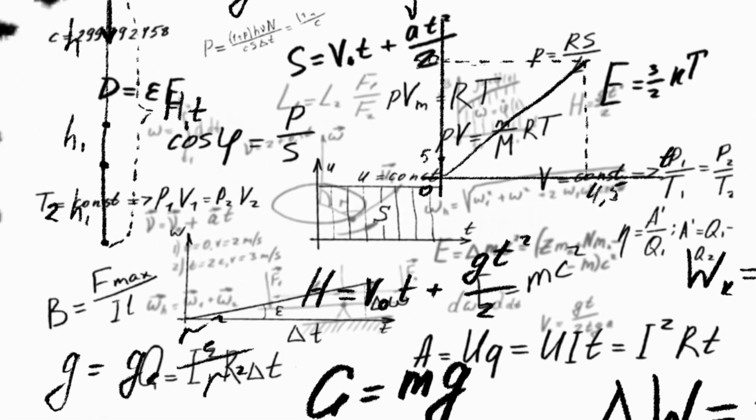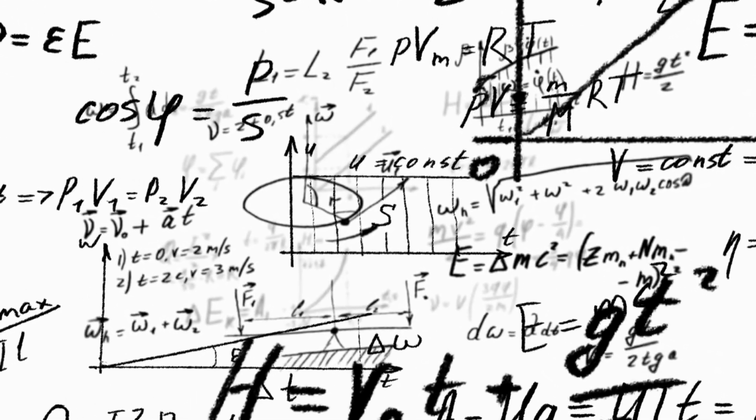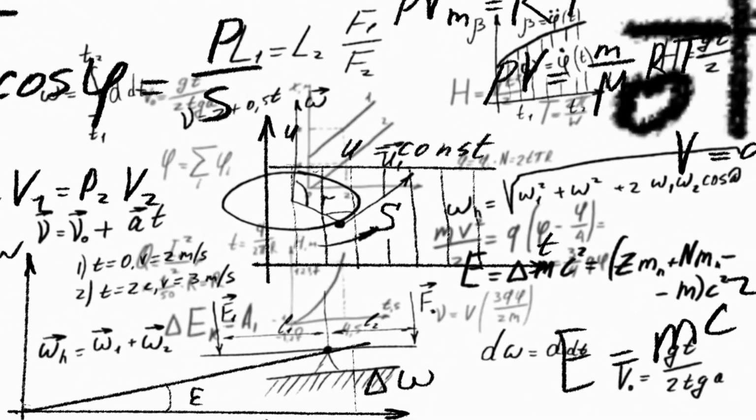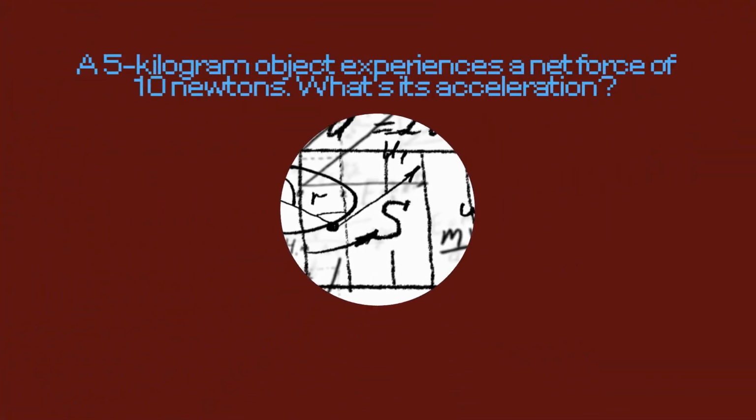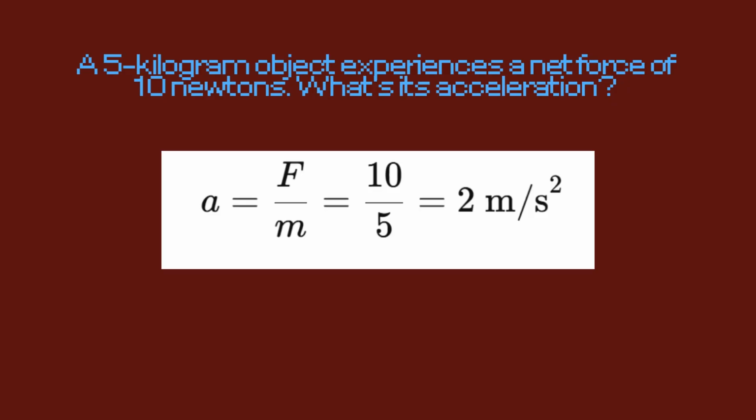It's the part of dynamics that says this block moves because there's a 20 Newton force pushing it to the right. In a kinetics problem, you might be asked something like this: a 5-kilogram object experiences a net force of 10 newtons. What is its acceleration? We solve it using Newton's second law. a equals F over m, which equals 2 meters per second squared.